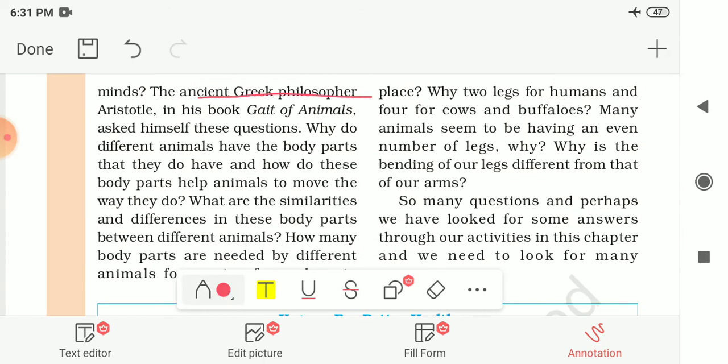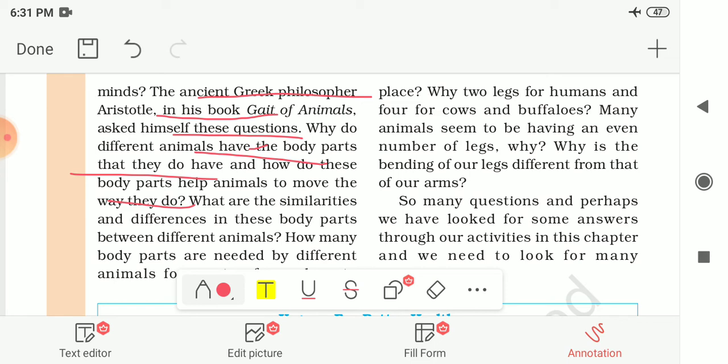The ancient Greek philosopher Aristotle, in his book named History of Animals, asked himself these questions: why do different animals have the body parts that they do have, and how do these body parts help animals to move the way they do? Like in the example, fish has a body part like fins. So how do these fins help the fish to swim? That one we have seen.